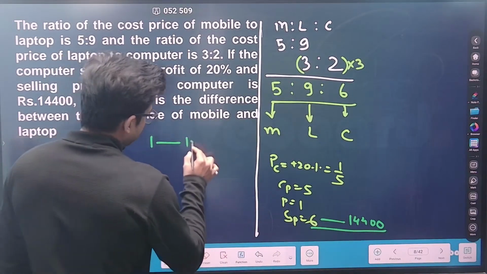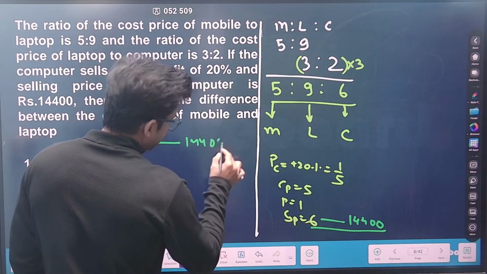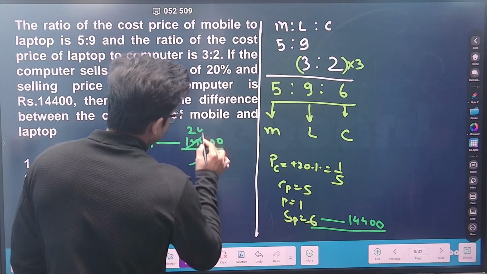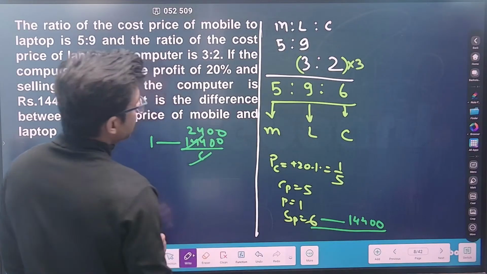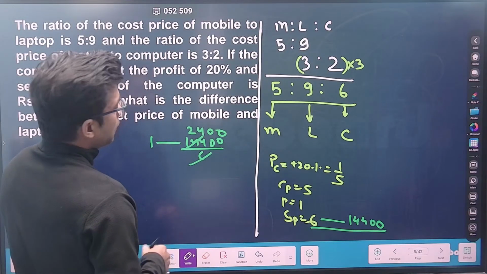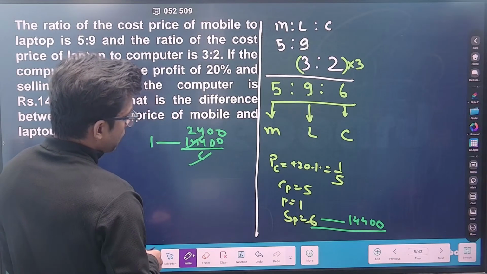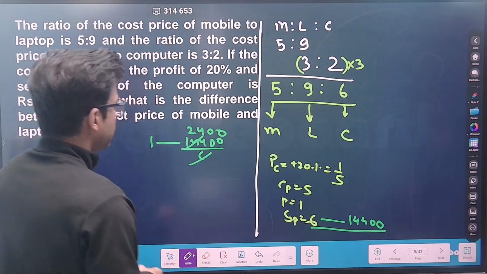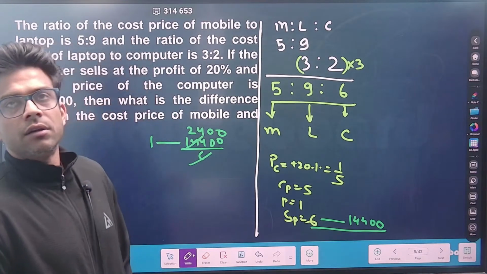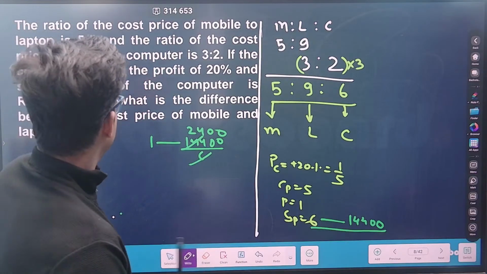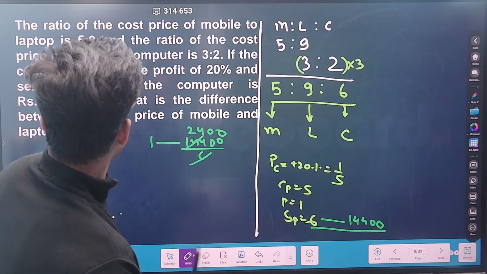1 would be 14400 divided by 6, which is 2400, correct? I hope this makes sense. Now this is fine. Yes, one value would be this much. I think this is clear, 2400. Now they're asking about the price of the computer.